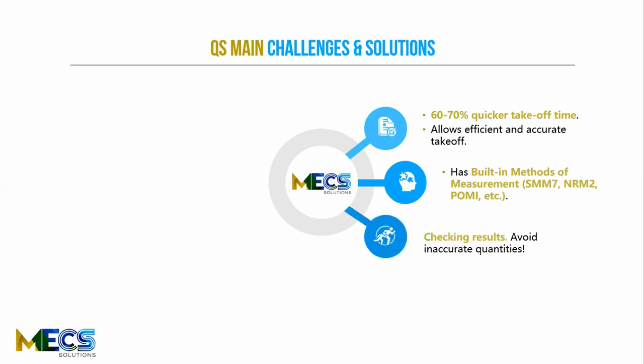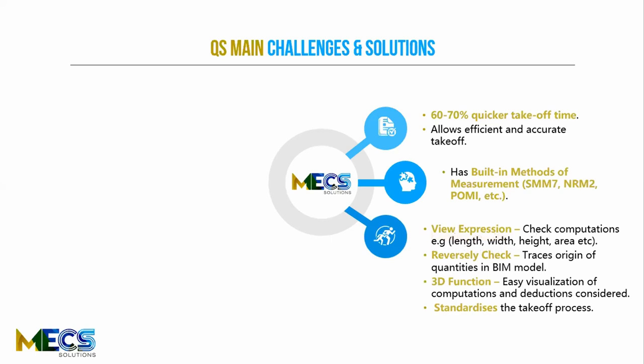Checking results. The software has 4 unique functions that allows you to check these results and make sure that your quantities are correct. So the first one here is view expression. So once the model is completed, or even during the modeling of the model, you can click on any element within that model and it would show you exactly how the computations have been done. The height, by the width, by the length, etc.